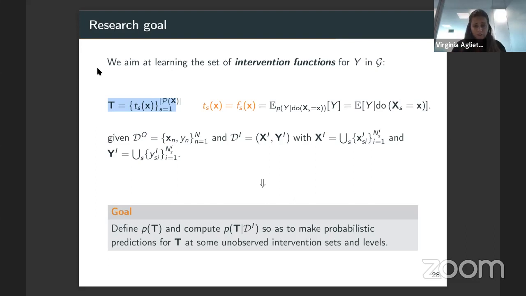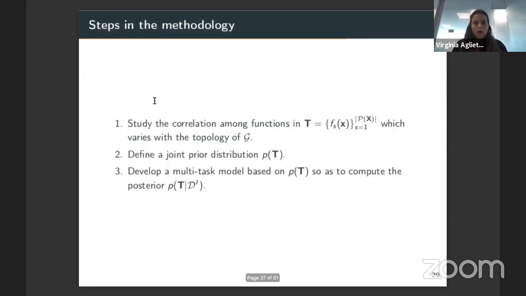We still have observational data. We still have interventional data. And so our goal is placing a prior distribution on this set of functions, then computing the posterior, and then being able to predict what is going to happen when you perform an intervention that you haven't maybe performed before, and at an intervention level that you haven't set before. So how are we going to do that?